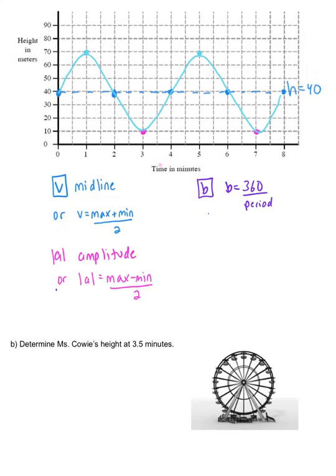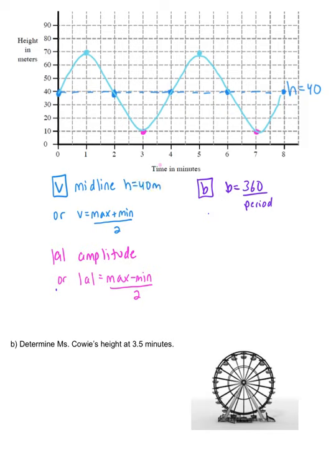So now let's find the equation of the sinusoidal function using the key properties of this curve. So first, let's find the v value. If you remember, the v value is the midline. We've already identified the midline. That occurs between the maximum and the minimum, and that was when the height is equal to 40. So we can just say that the midline is when the height is 40 meters.